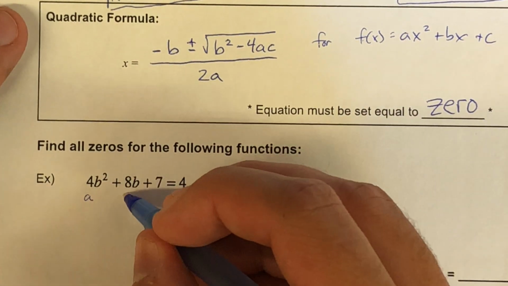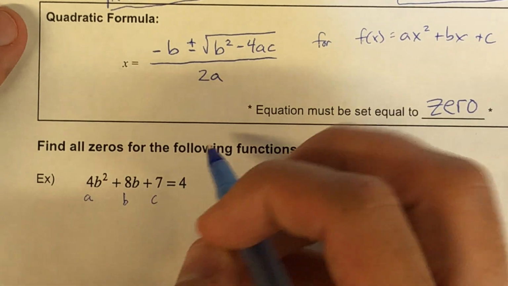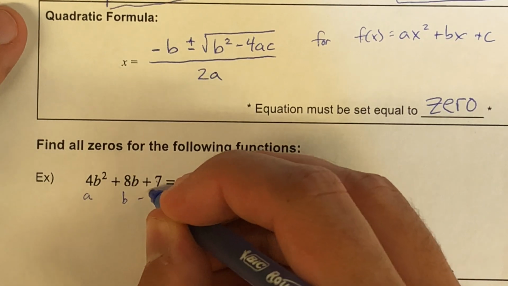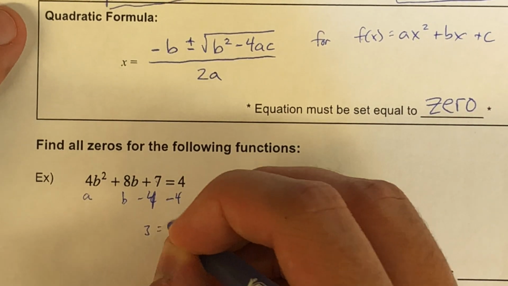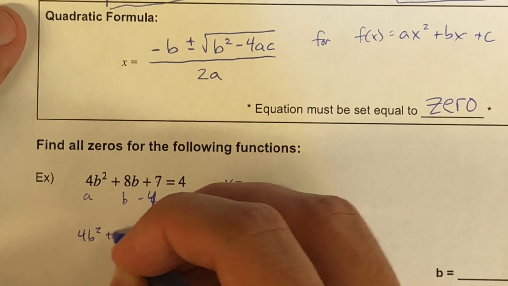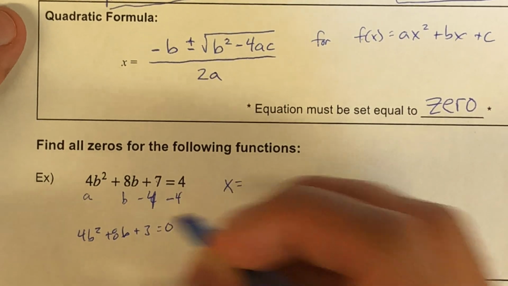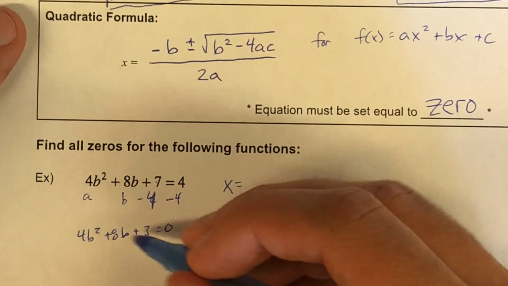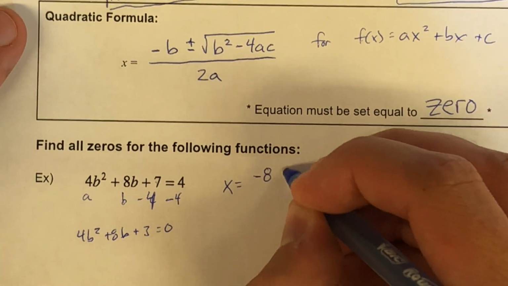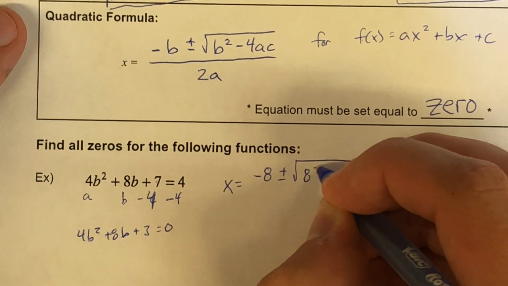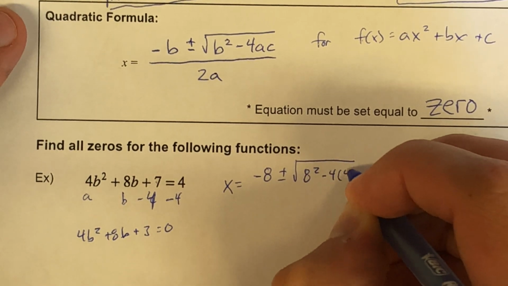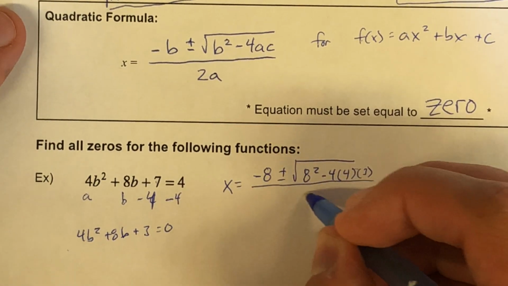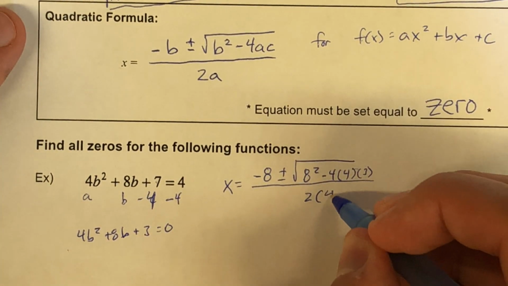So here our a is 4, our b is 8, and our c is not 7 because it has to be set equal to 0. So we got to subtract 4 from both sides to get 3. Now, it's all lined up correctly. A is 4, B is 8, C is 3, so you just plug them in. So B is 8, so we have x equals negative 8 plus or minus the square root of 8 squared minus 4 times A, which is 4, times C, which is 3, all over 2 times A, which is 4.